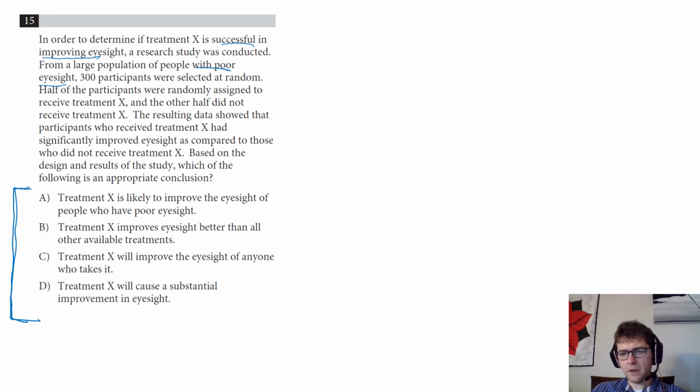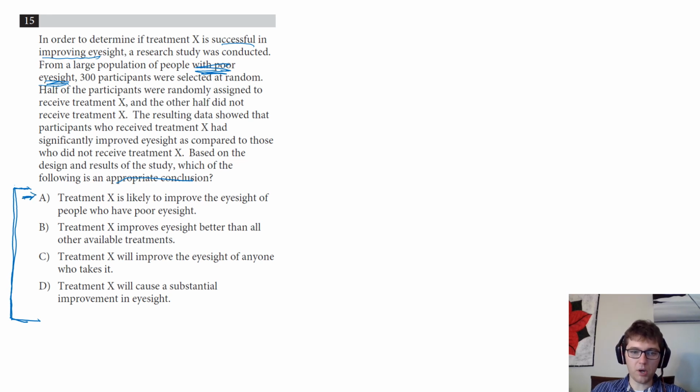Anyway, that's a diversion. Since you have to analyze which of the following is an appropriate conclusion, you have no choice but to read all of them and make an assessment of each statement. So let's take a look at A. Treatment X is likely to improve the eyesight of people who have poor eyesight. That's reasonable. Obviously, people were in a population with poor eyesight. The ones that were given the treatment improved. The ones that were not either didn't improve or didn't improve as much as those who did receive the treatment. So A seems likely. It's still in the running, but we have to read all of them.